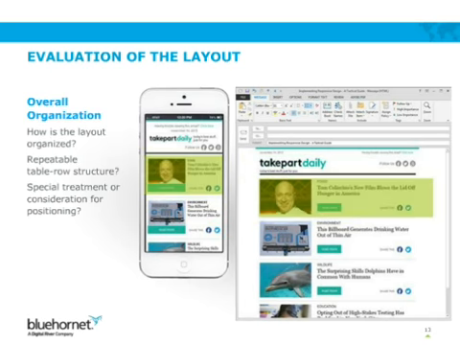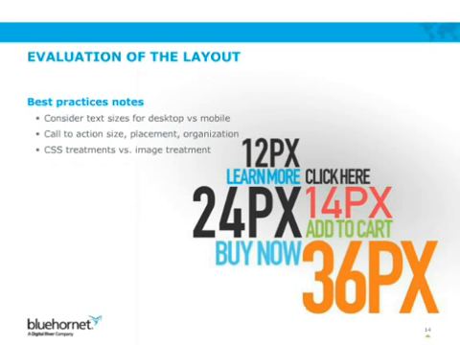Again, the organization here, talking about that table row structure: is there anything special that needs to go on around this? Do I need to scale it differently? Does it need to pinch differently when it goes down to the mobile? What's the position going to be? And then I'm going to look at some best practices points and start considering text on desktop versus mobile, call to action size, where it is placed, the organization, and then CSS treatments.